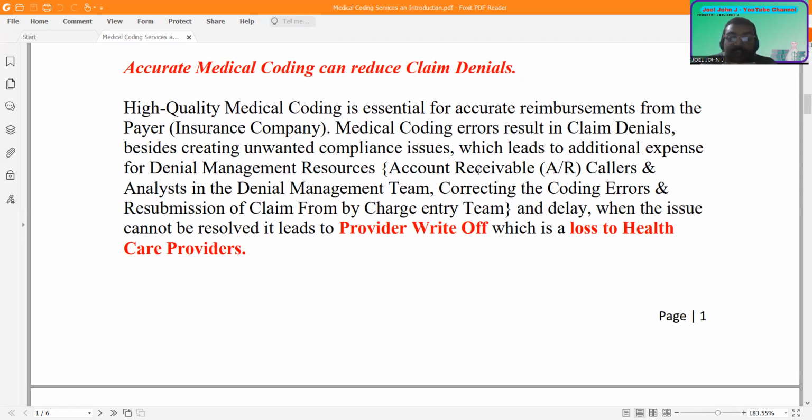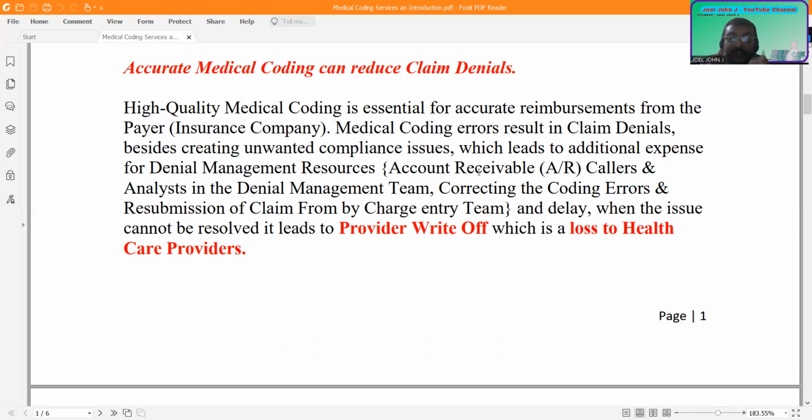Then you have to go for appeal, and there are a lot of procedures which again require a lot of cost. If they just check the claim turnaround time, and everything in the claim is correct, then there is no problem. If there is a coding error, then to resolve it there will be a lot of additional costs. That's what we are going to check now, which leads to additional expenses for denial management resources. So they need to have AR callers, and some companies also have an AR analyst, as part of the denial management team.